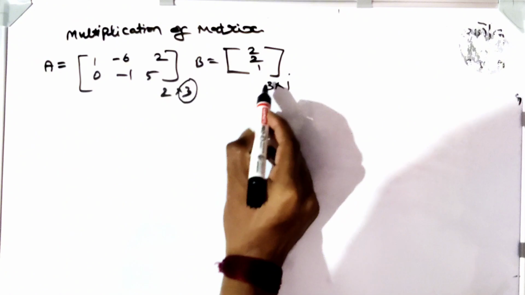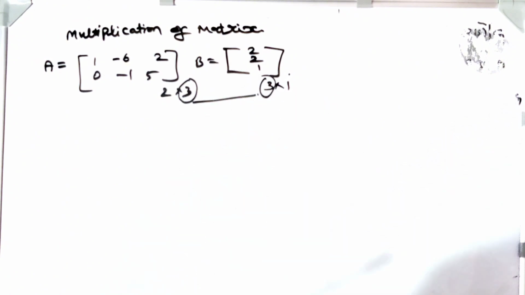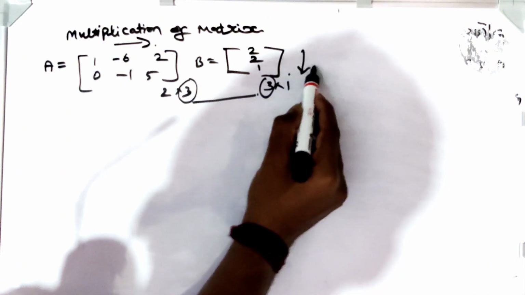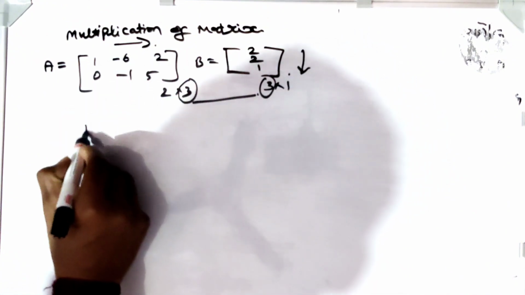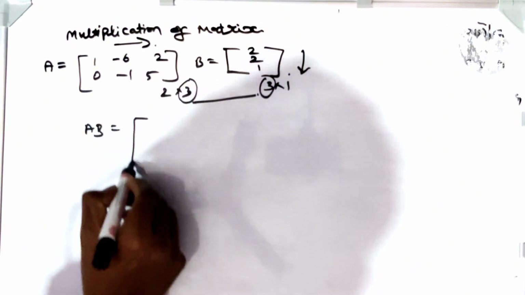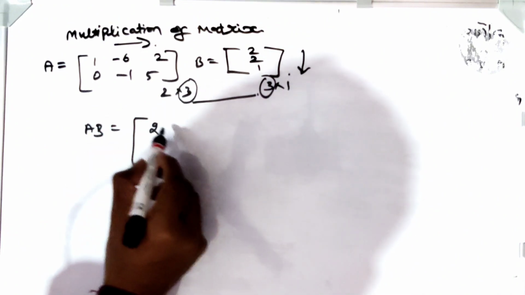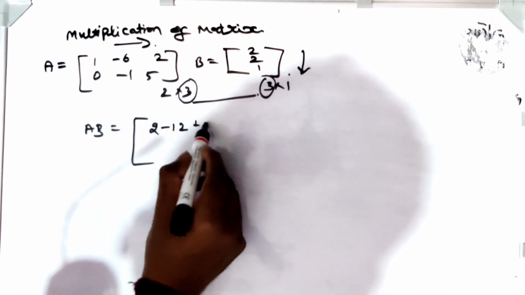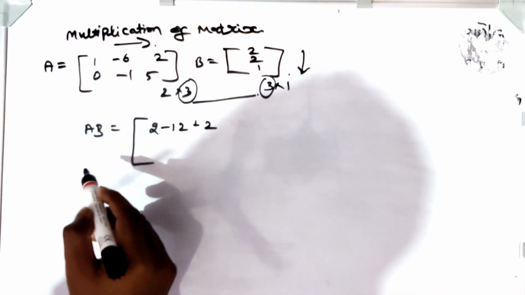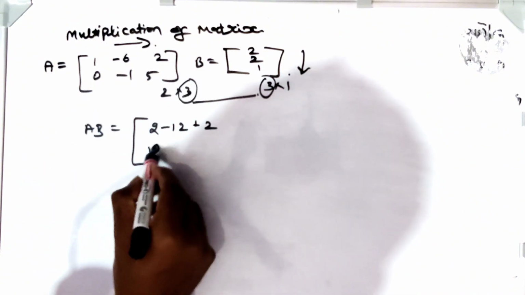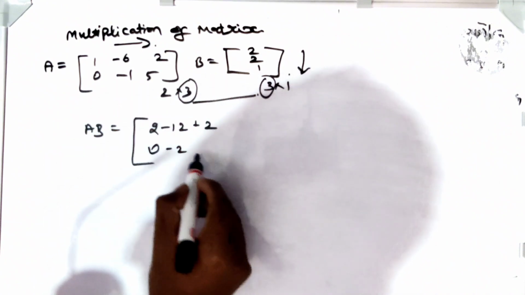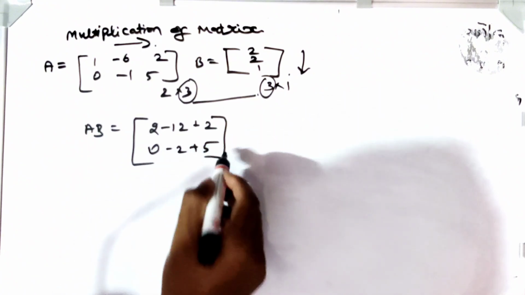So the basic rule of multiplication is that the columns of a matrix must be equal to the rows of the other matrix. So here we can multiply this. The multiplication goes like this: AB, 1 into 2 is 2, minus 6 into 2 is minus 12, 2 into 1 is 2. Then 0 into 2 is 0, minus 1 into 2 is minus 2, 5 into 1 is plus 5.